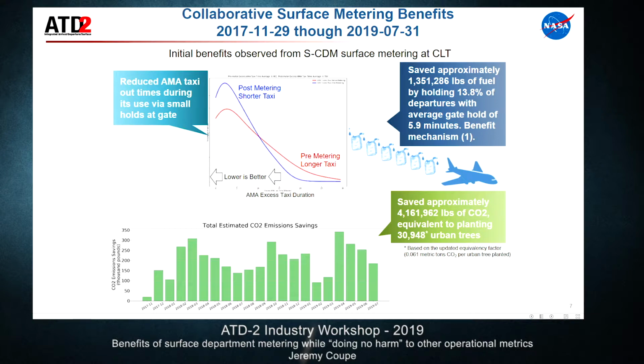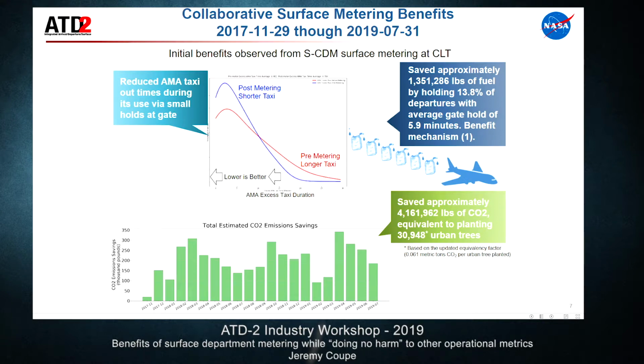So that's where this pilot ready time data element becomes very important. We actually know the exact amount of time between when that aircraft pushed back and when it was ready to push back. And what we see here is that we have saved approximately 1.3 million pounds of fuel. That's achieved by holding just 13.8% of departures at the gate with an average gate hold of 5.9 minutes. And that's an average gate hold for those aircraft that are actually held at the gate.